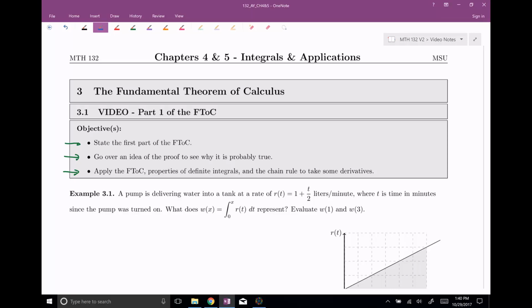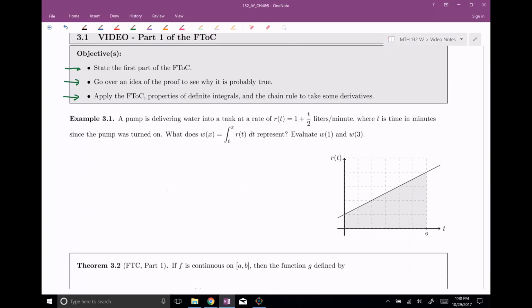Okay. The first thing I want to tell you about, before I say what the first part of the fundamental theorem of calculus is, I need to define for you a new type of function, and I want to get a little practice playing with these types of functions. The setup is we have some rate of change function, some r of t, in liters per minute, where t is in minutes, and we are defining this new function w of x, which is the definite integral from 0 to x of this rate of change function. How much this pump is delivering at any particular time. So we're adding up and getting the total change from 0 to x.